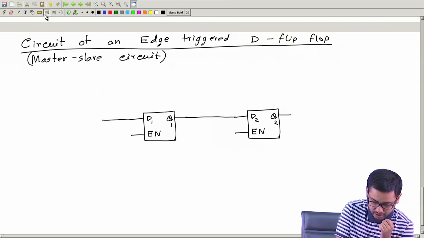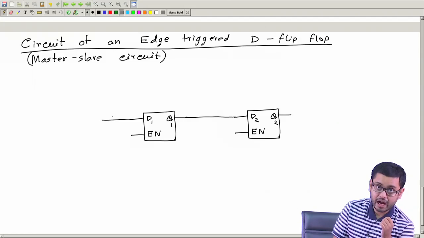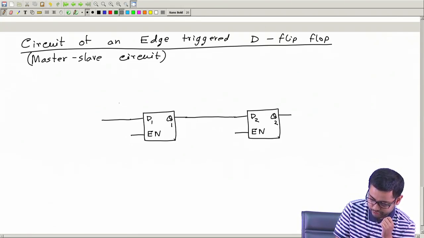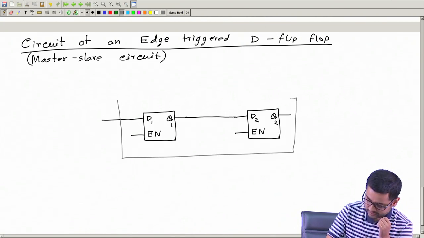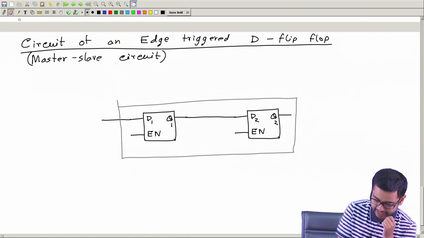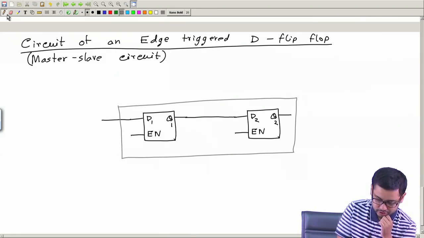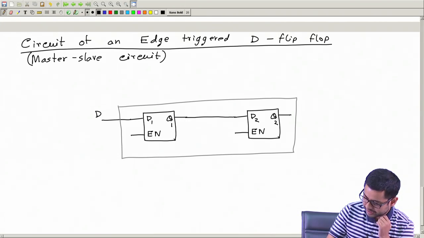Okay. So, I am going to make an edge triggered circuit with two level triggered D flip flops. So, these two together will be my edge triggered circuit. The output of the first one goes to the input of the second one, and this input is the main input. You can call it the D, same as D1, and this will be the final output or main output. You call it Q, which is same as Q2.